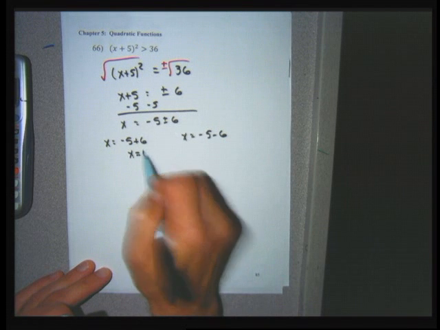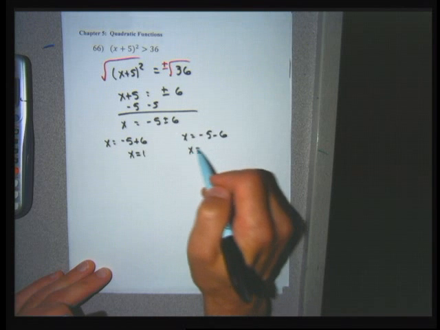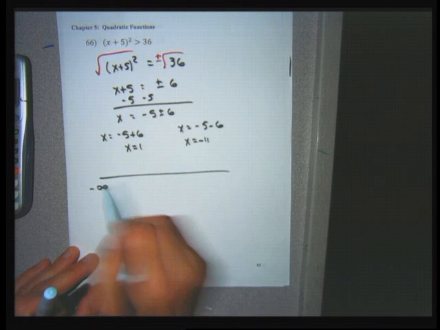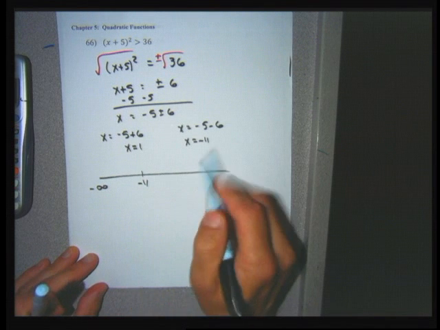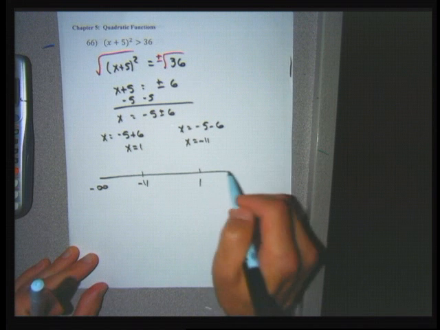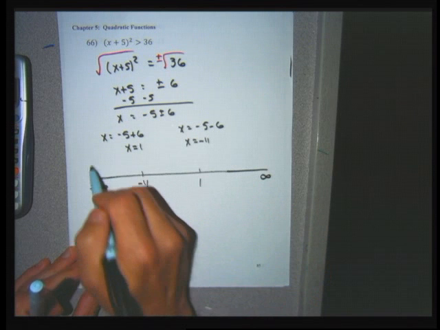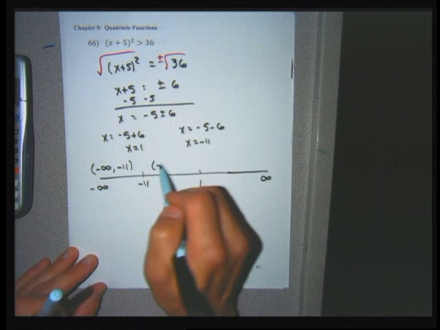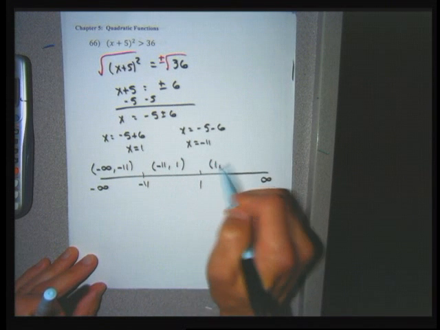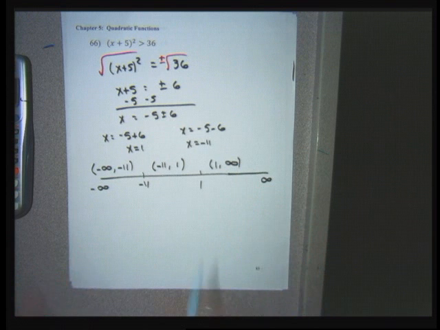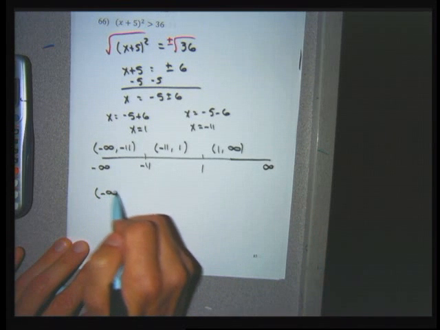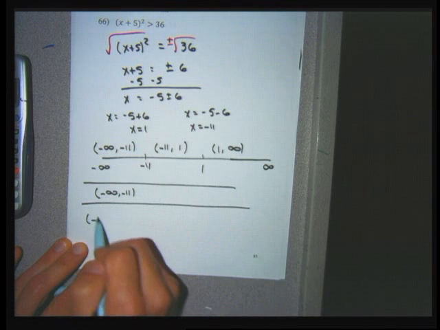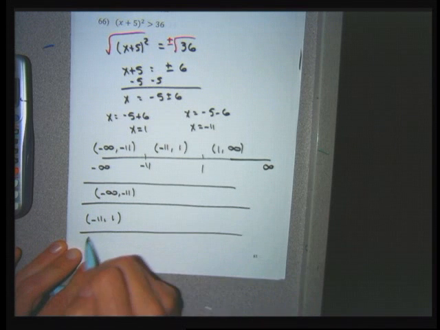Negative 5 plus 6 is a positive 1. Negative 5 minus 6 is a minus 11. So my number line is going to have negative infinity, negative 11, positive 1, and positive infinity. Intervals get all round parentheses because I don't have the or equal to part. Those are my three intervals. Make my table now. First is going to be negative infinity to negative 11. Second's going to be negative 11 to 1. Bottom's going to be 1 to infinity.